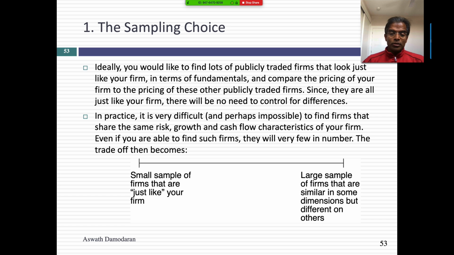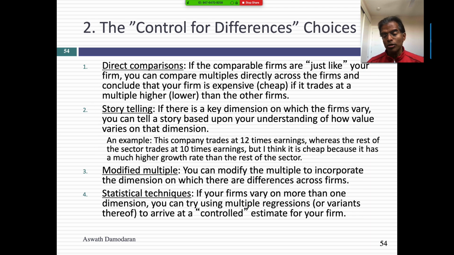I'll give you my priors. I'm a great believer in the law of large numbers. I like larger samples. I'd much rather do my pricing against a sample of 50 companies where the companies have differences from mine than a sample of 4. But then I have to control for those differences. So the sampling choice has to go with how do you control for differences. If you're just going to compare the companies, eyeball the numbers, you can't have a big sample. So I'll give you a classic example.